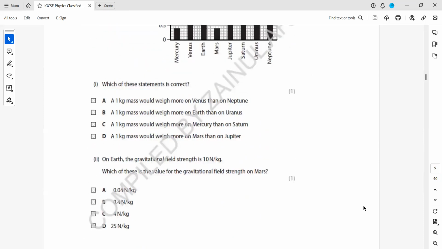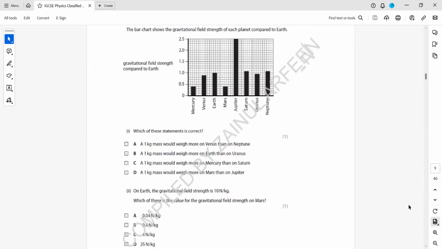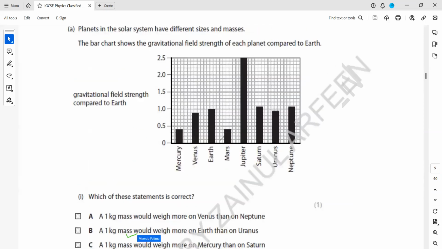On Earth, the gravitational field strength is 10. Which of the values is the gravitational field strength on Mars? You can use this ratio. The gravitational field strengths are compared to the Earth, and the ratios are given. So this is 0.4. As I mentioned, the bar chart shows the gravitational field compared to that of Earth. So gravitational field strength of Mars divided by gravitational field strength of Earth, the ratio is 0.4.